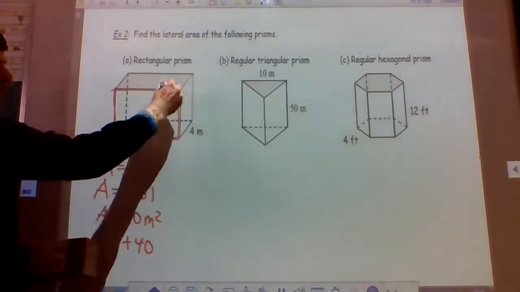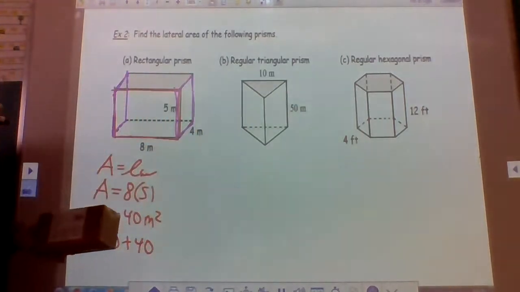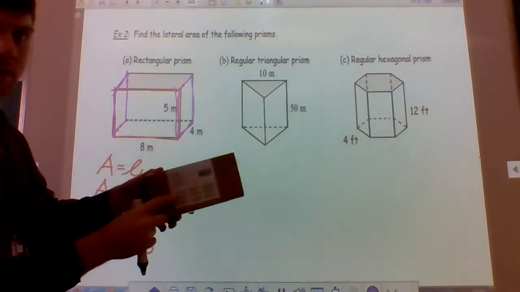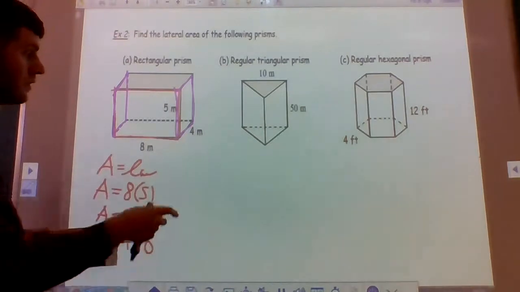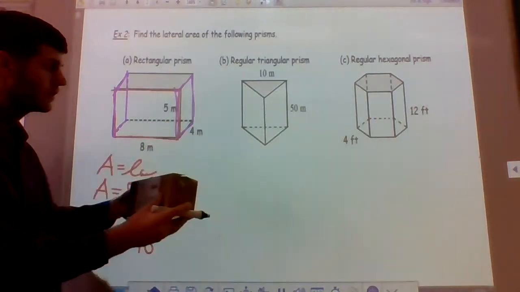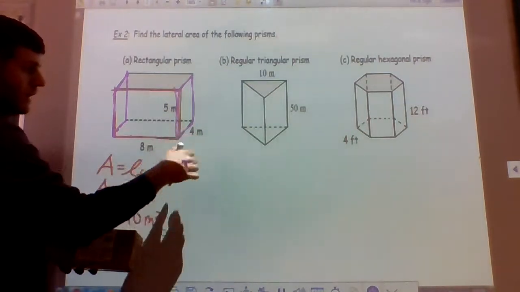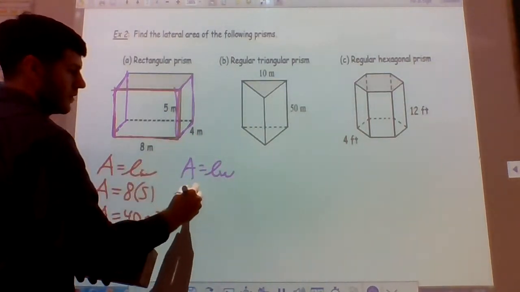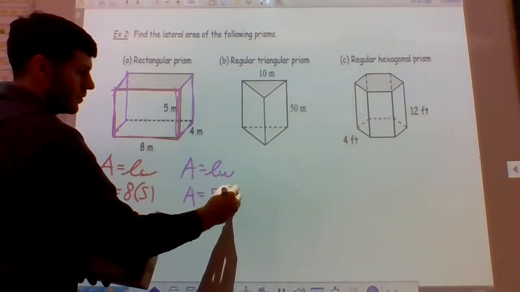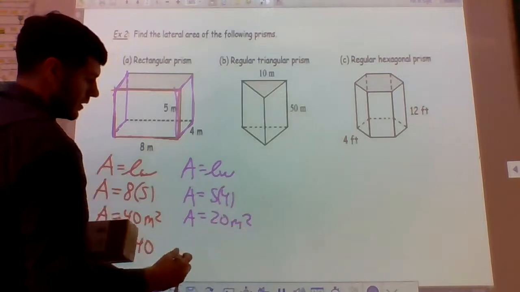And then we have the right side and the left side of our rectangular prism. The area for the right side and the left side is going to be 5 by 4. They're rectangles. So area of a rectangle is length times width. So that's 5 times 4, which is 20 meters squared. And there's 2 of them.